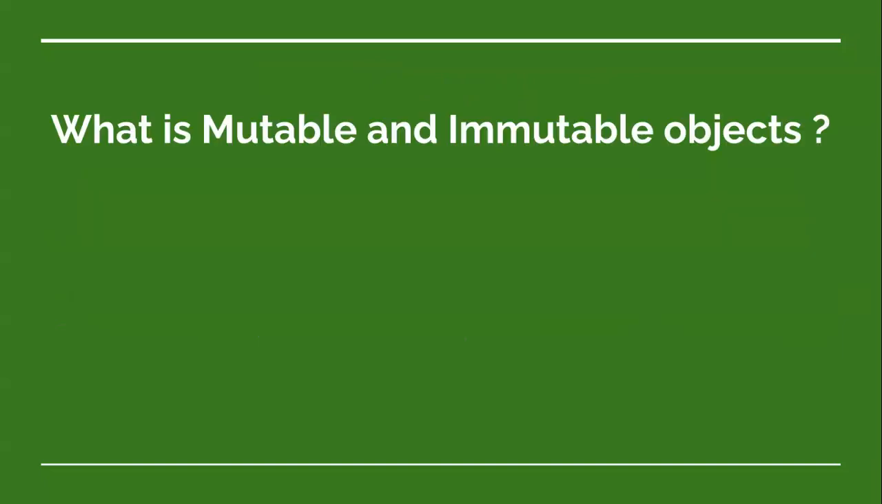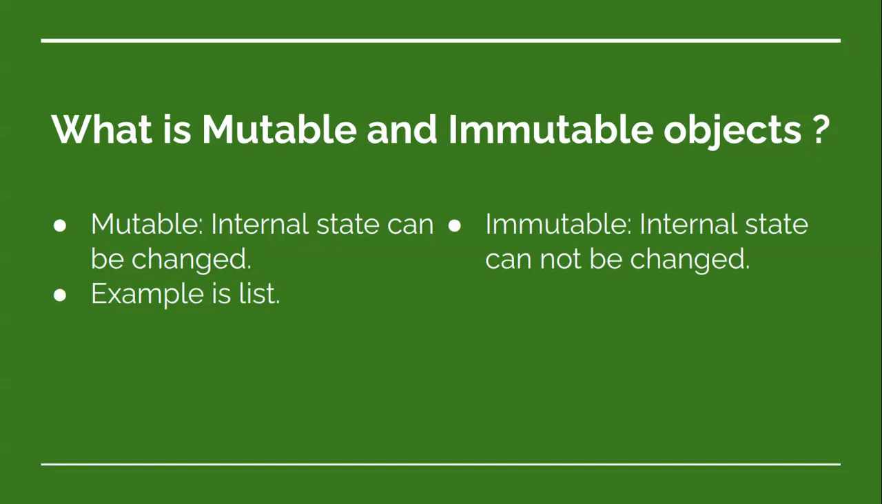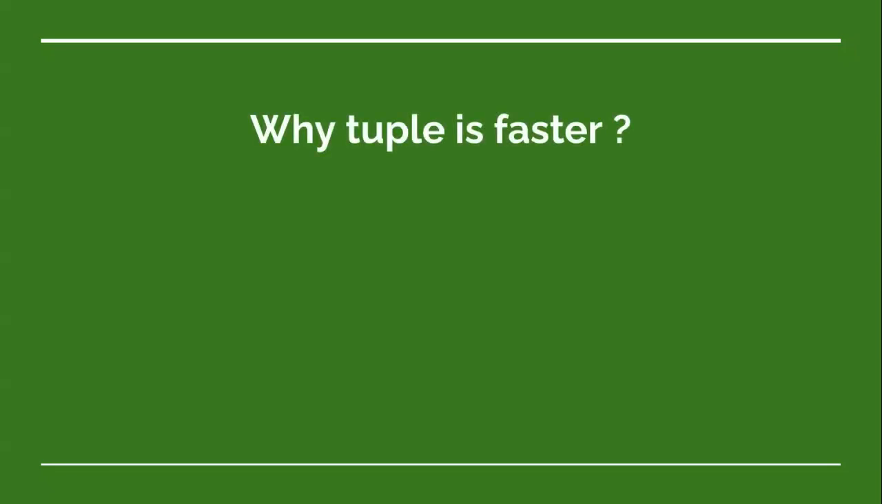In order to find out the reason why tuple is faster than list, we need to learn about mutable and immutable objects first. An object whose internal state can be changed is called a mutable object, while an object whose internal state cannot be changed is called an immutable object. List is an example of mutable object and tuple is an example of immutable object. In simple words, we can change list after initializing, but we cannot change the tuple after its creation. Let's find out the reason why tuple is faster than list.